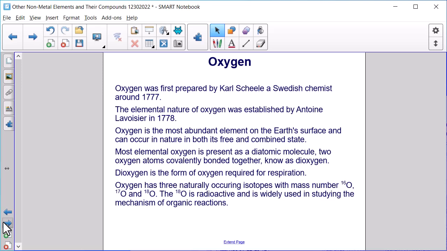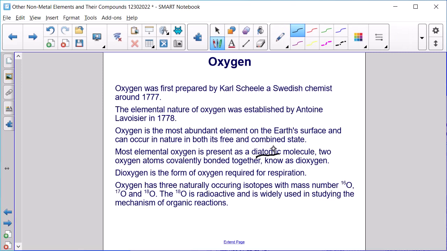Oxygen is the most abundant element on the Earth's surface and can occur in nature in both its free and combined state. Most elemental oxygen is present as a diatomic molecule, two oxygen atoms covalently bonded together, known as dioxygen. Dioxygen is the form of oxygen required for respiration.